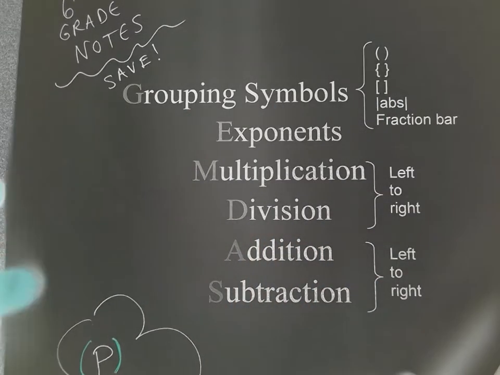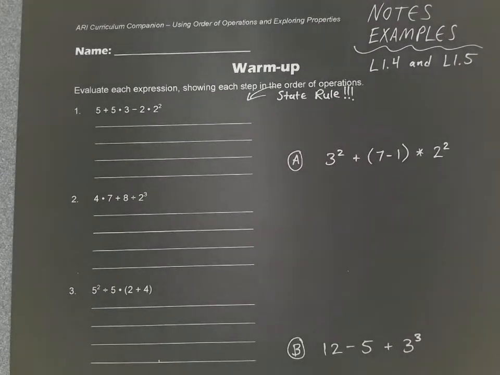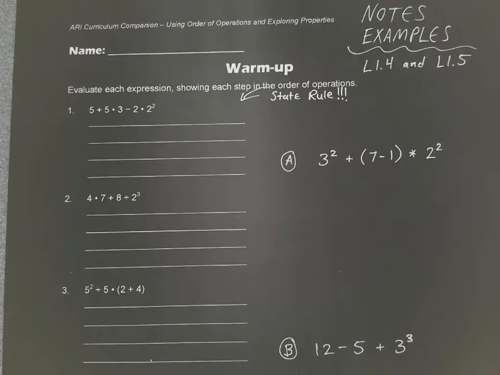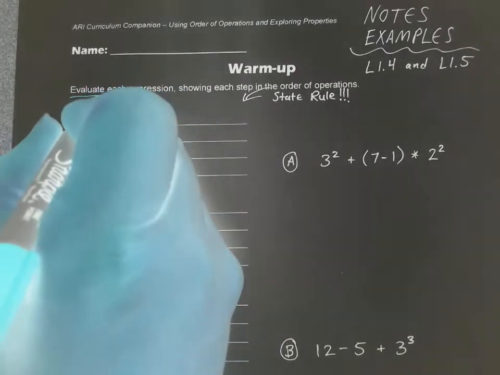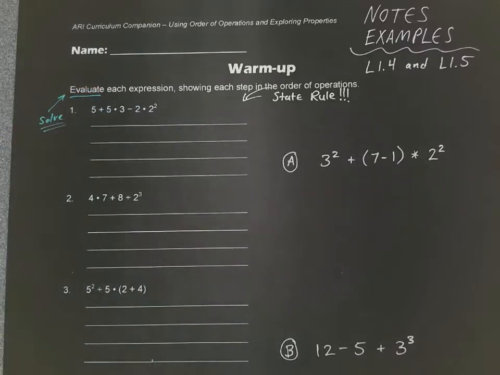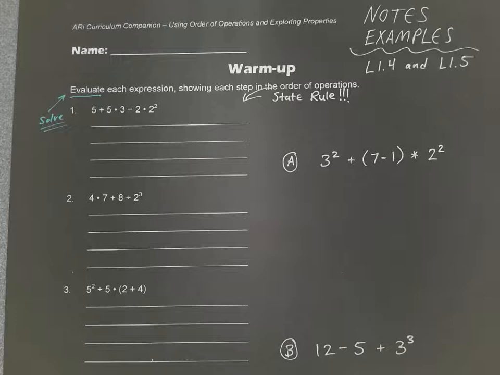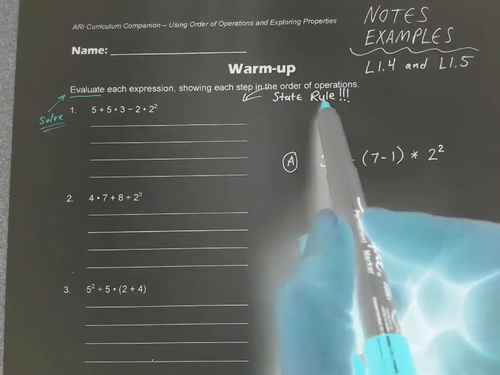Let's go ahead and turn this over and look at our examples, just to get you started. It says evaluate each expression. This word evaluate is important. It really means I want to solve. I'm going to find an answer for each of these. We need to show each step in the order of operations. And I gave you a reminder, you're going to state what rule we're using.